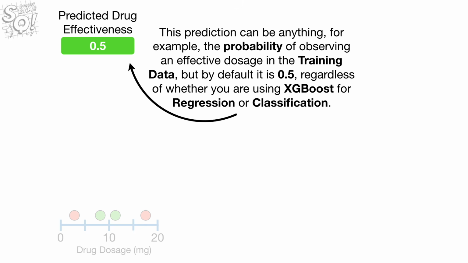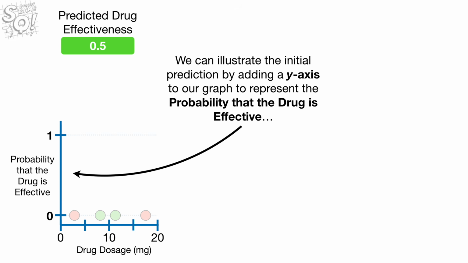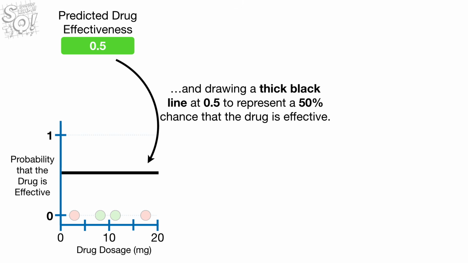This prediction can be anything. For example, the probability of observing an effective dosage in the training data, but by default it is 0.5, regardless of whether you are using XGBoost for regression or classification. In other words, regardless of the dosage, the default prediction is that there is a 50% chance the drug is effective. We can illustrate the initial prediction by adding a y-axis to our graph to represent the probability that the drug is effective and drawing a thick black line at 0.5 to represent a 50% chance that the drug is effective.